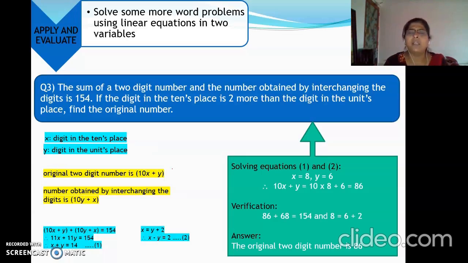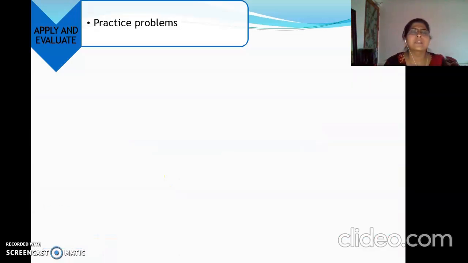To verify this answer, the original number is 86, then the reversed number is what? 68. And the sum of these will become 154. And as 8 is 2 more than 6, therefore the original two-digit number is 86.